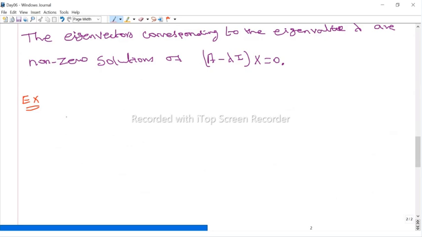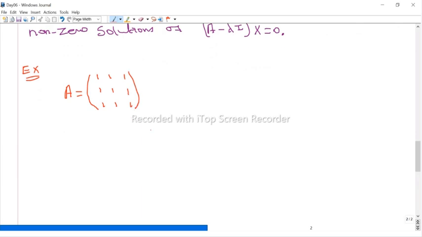Suppose we take a special matrix, any matrix, can anyone say? Suppose I take the special matrix where all entries are 1. This is a special type of matrix. Can anyone tell me what the eigenvalues are? Before that, what is the determinant of the matrix A? It is 0. Very good.